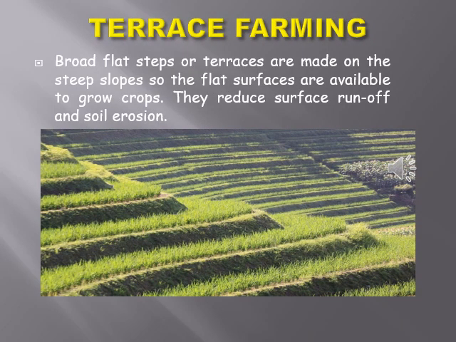Terrace farming. I think you are already familiar with terrace farming. Terrace farming is especially done on mountain slopes, hill slopes, etc. Broad, flat steps, or terraces, are made on the steep slopes, so that flat surfaces are available to grow crops. Because if we cultivate directly on the slope, then during rain, the entire topsoil will wash away with the water. To prevent that, the sloped area is converted into steps or terraces, and then farmers cultivate on those terraces. That is known as terrace farming.